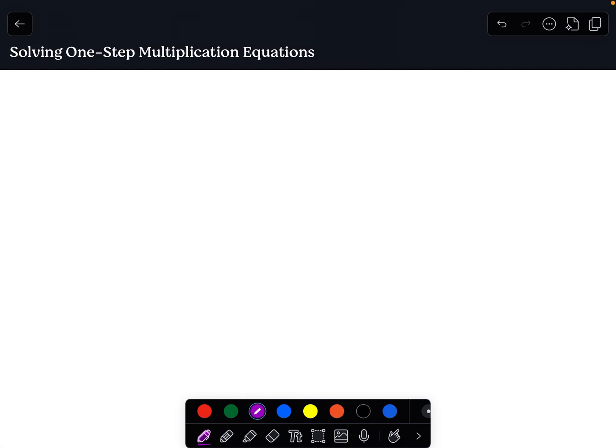All right, today we are solving one-step algebraic equations, specifically equations that involve multiplication. Let's get to it. Let's say we have the following problem, 7x equals 98.